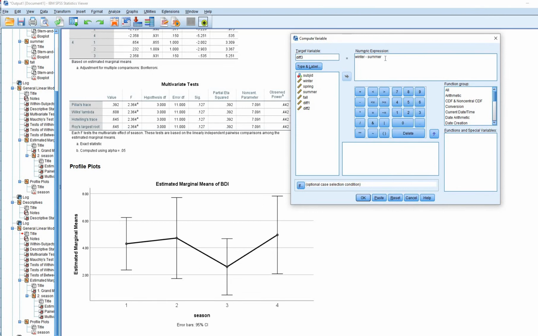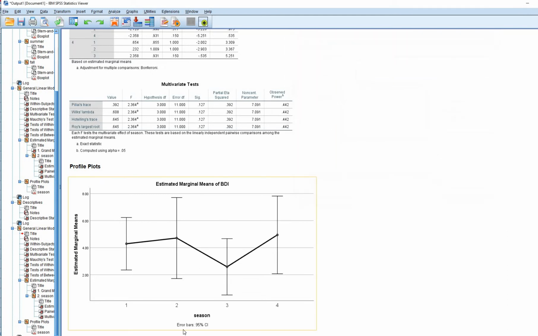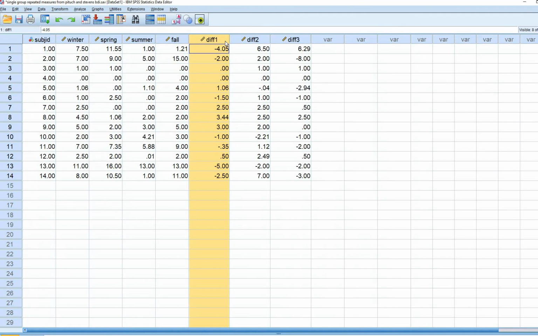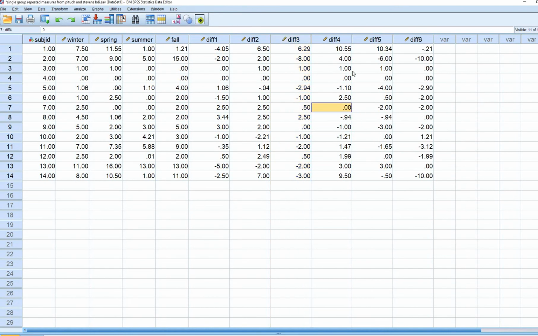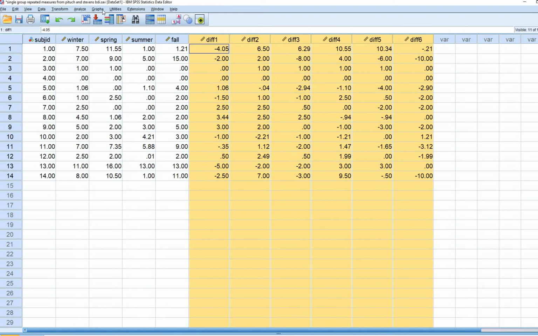So I'll just say difference 3, and we will type in fall right here, which is that variable there. So now when I look at the data set, you can see that I've got difference 1, 2, and 3. And so now I've actually gone ahead and computed the remaining. So there's actually 6 different scores.